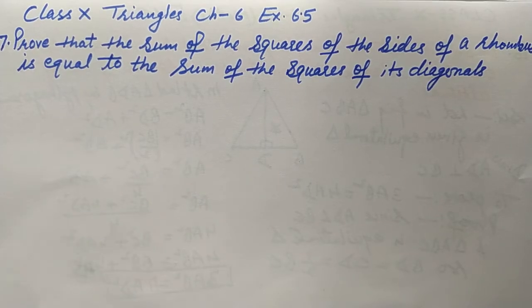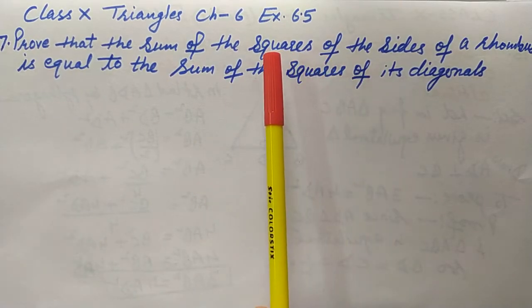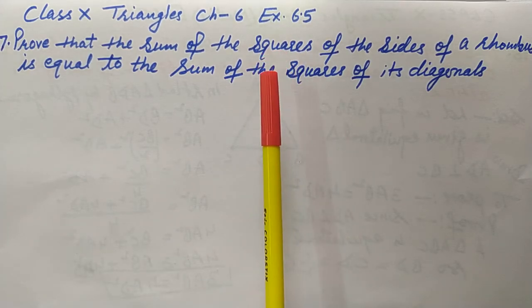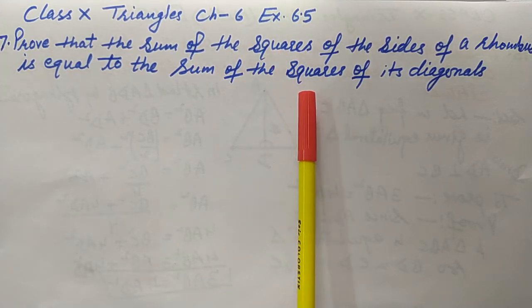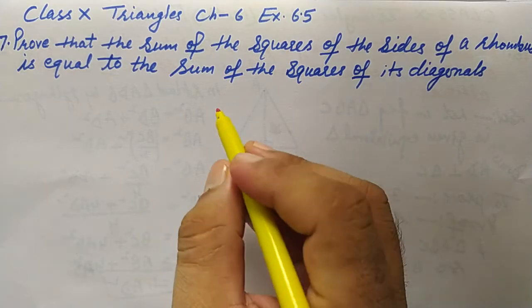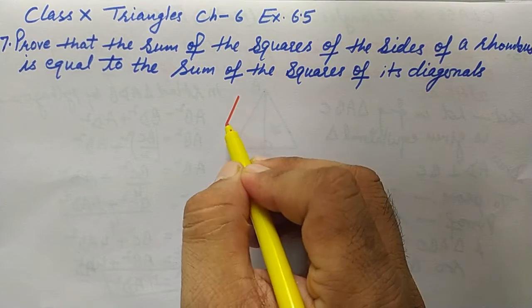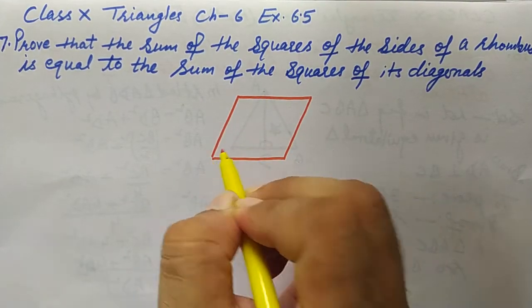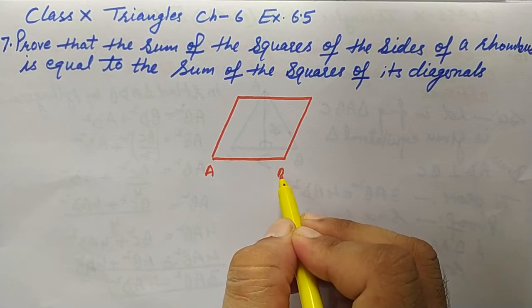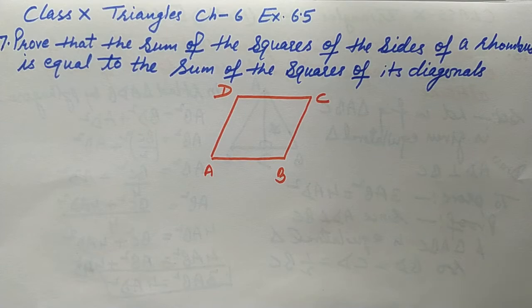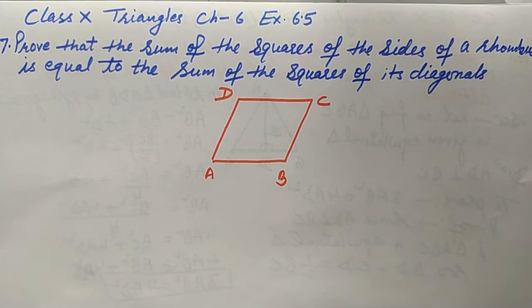So in this question, one rhombus is given and we need to prove that the sum of the squares of its sides is equal to the sum of the squares of its diagonals. First of all, draw the figure and understand the statement. Suppose that this is a given rhombus. You know the property of a rhombus. A rhombus is a parallelogram in which one pair of adjacent sides is equal. That is its definition. But what are its properties?